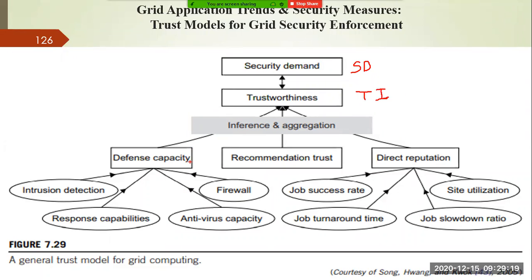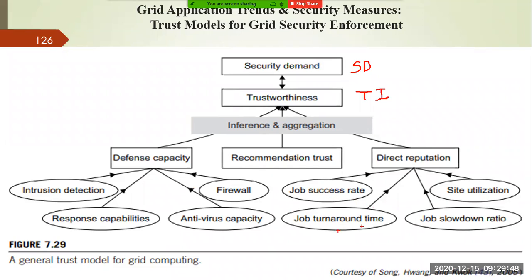But if you go for the reputation, if a job is submitted to a particular grid site, what is the success rate? For example, you are submitting your work to a grid, and you ask your friends what the success rate is. We have already used the grid computing infrastructure. He says the success rate is good. Then you will put your job in that resource site.